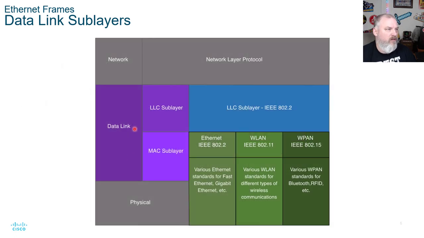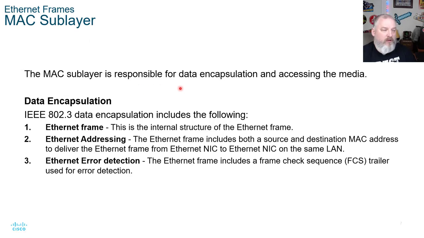Let's take a closer look at this. So these are the sublayers. We have our data link layer, our LLC sublayer and MAC sublayer. The LLC is governed by the 802.2. And then we have Ethernet, the WLAN, and the WPAN, and which standard each is governed by. Now, the MAC sublayer is responsible for data encapsulation and accessing the media. Data encapsulation is 802.3. It includes the following: the Ethernet frame, Ethernet addressing, and Ethernet error detection.